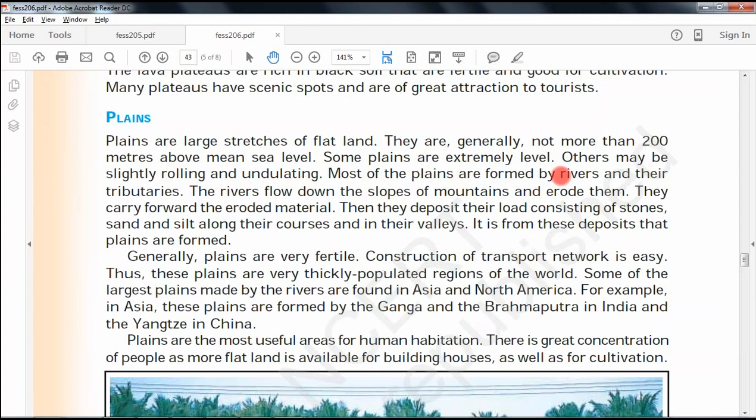Most of the plains are formed by rivers and their tributaries. The rivers flowing down the slopes of mountains erode those mountains and bring a lot of eroded materials. So they deposit all that material, stones, sand, silt, and clay. This eroded material will be transported, and these will be formed into plains.